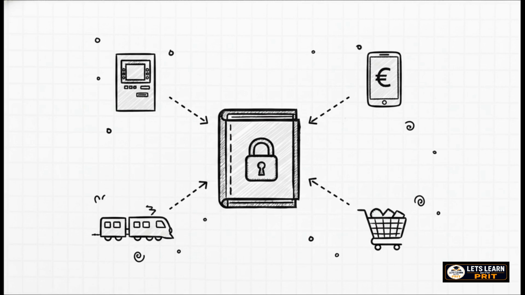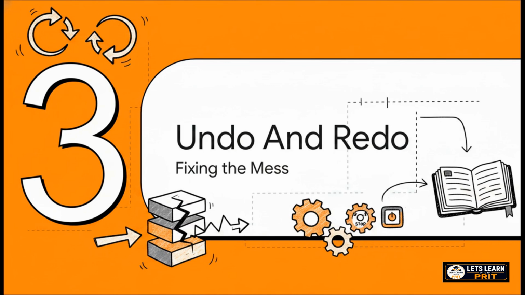If the railway server crashes while you're trying to book a train ticket, the system just checks the log file to see if your payment went through successfully or not. The log file is essentially the brain's memory for these massive networks, reminding the system exactly where it left off before the crash. All right, Section 3, undo and redo operations. Let's see how we actually fix the mess.